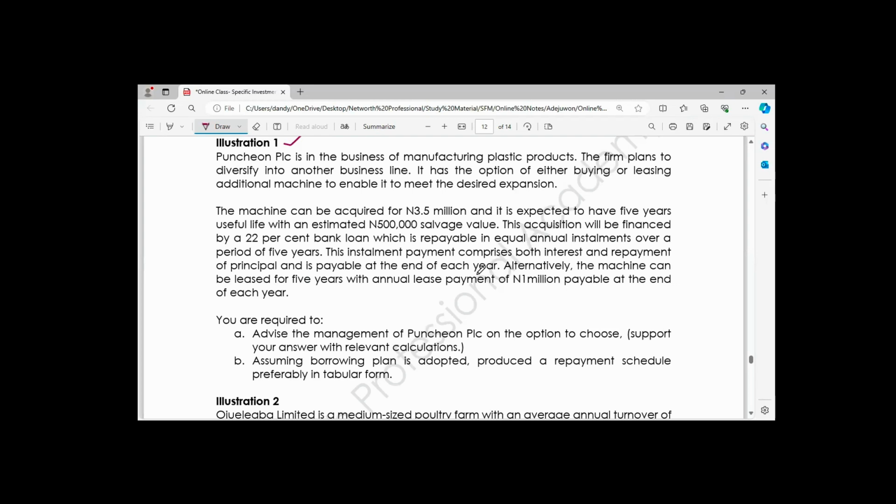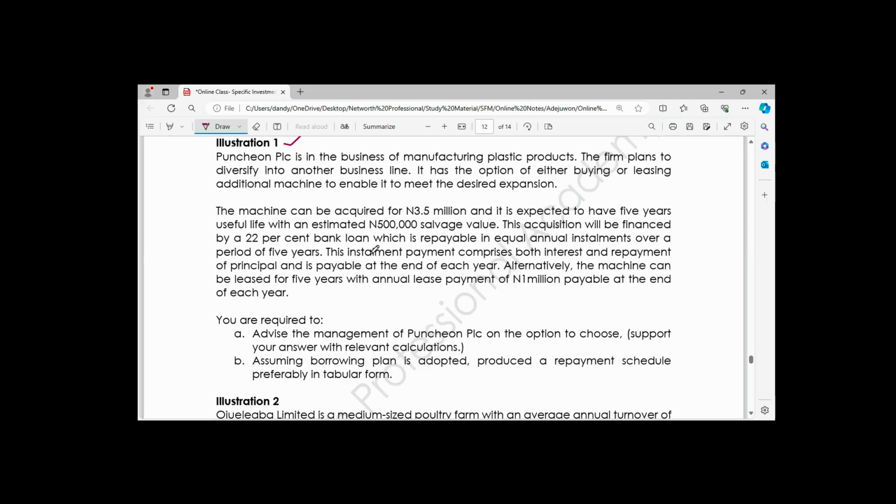22% bank loan, which is repayable in equal annual installments over a period of 5 years. This installment payment comprises both interest and repayment of principal and is payable at the end of each year. Alternatively, the machine can be leased for 5 years with annual lease payments of 1 million payable at the end of each year. You are required to: A, advise management of Punchon PLC on the option to choose. Support your answers with relevant calculation. B, assuming the borrowing plan is adopted, produce a repayment schedule preferably in tabular form.